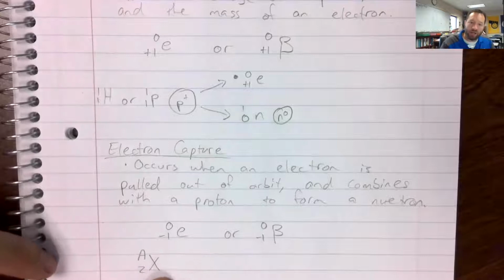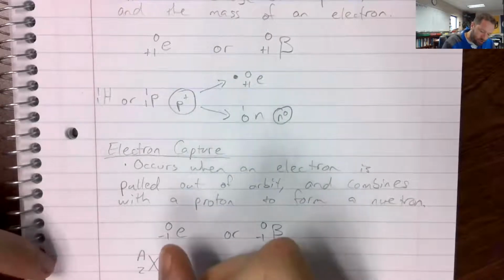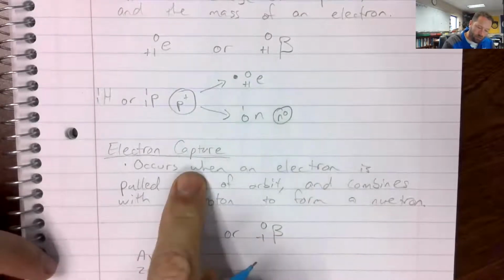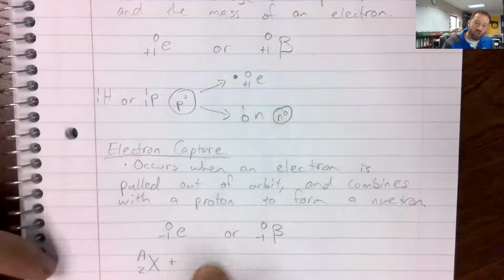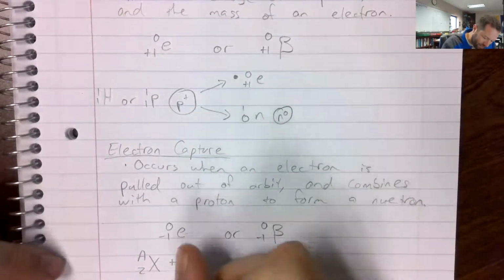So here's our generic element X. It has an atomic number of Z and atomic mass of A. Electron capture occurs on the reactant side.